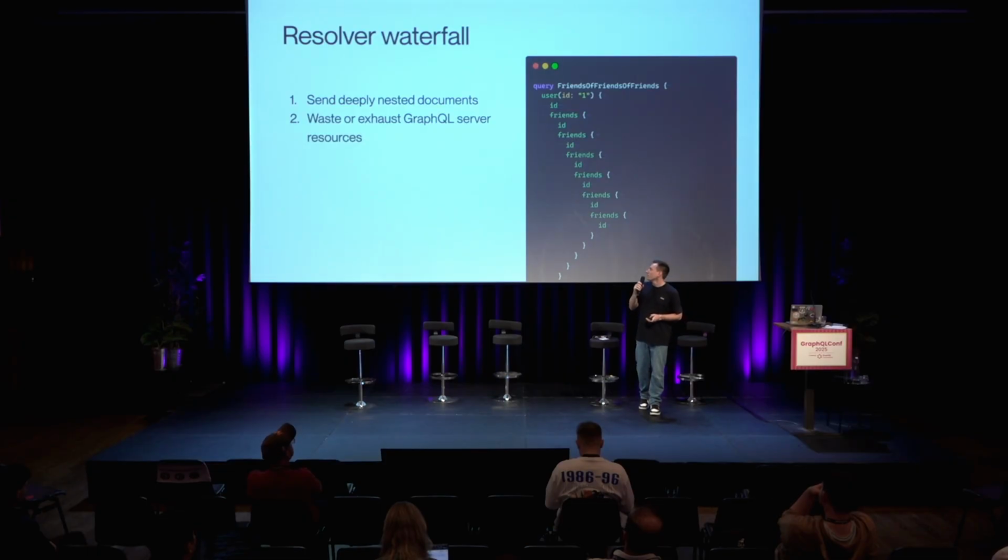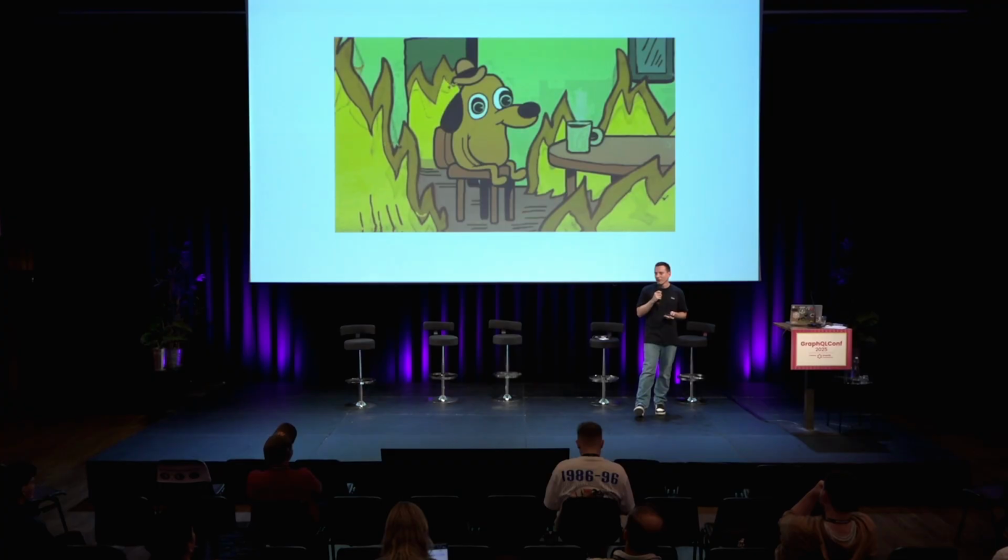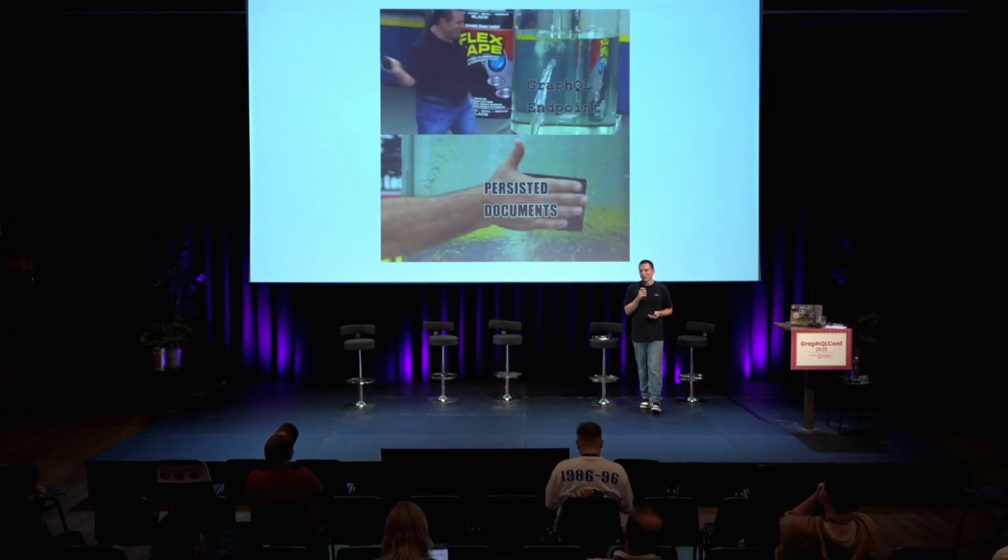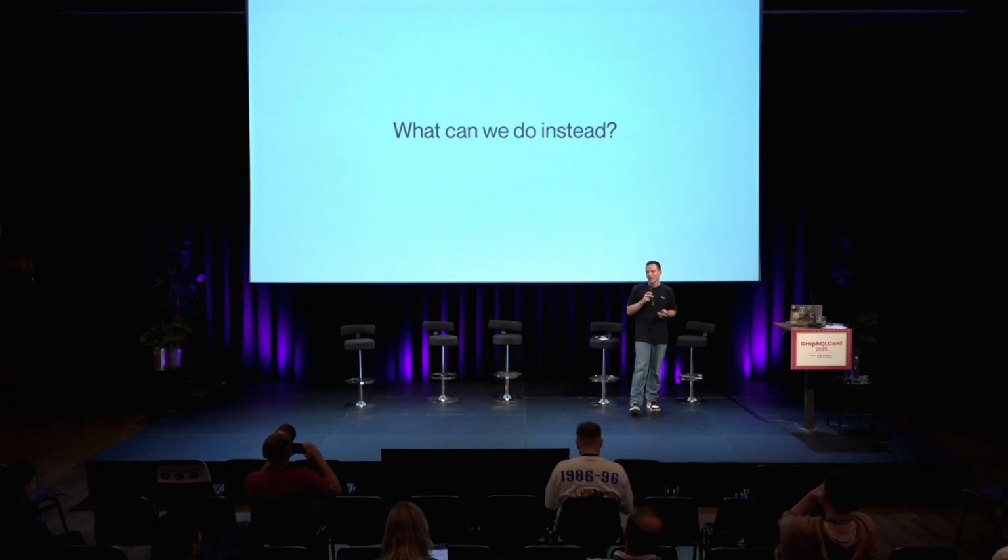Then another popular thing is a resolver waterfall. You send very, very deeply nested documents that in the best case scenario have a cyclic relationship, an end-to-end relationship even, if you want. And then you waste the server's compute time and maybe let it go out of memory or whatever. So that's pretty bad when opening a public GraphQL API. If we're building a private GraphQL API, I would just say use persistent documents, but in this scenario, we cannot really do that, right? So what can we do instead?